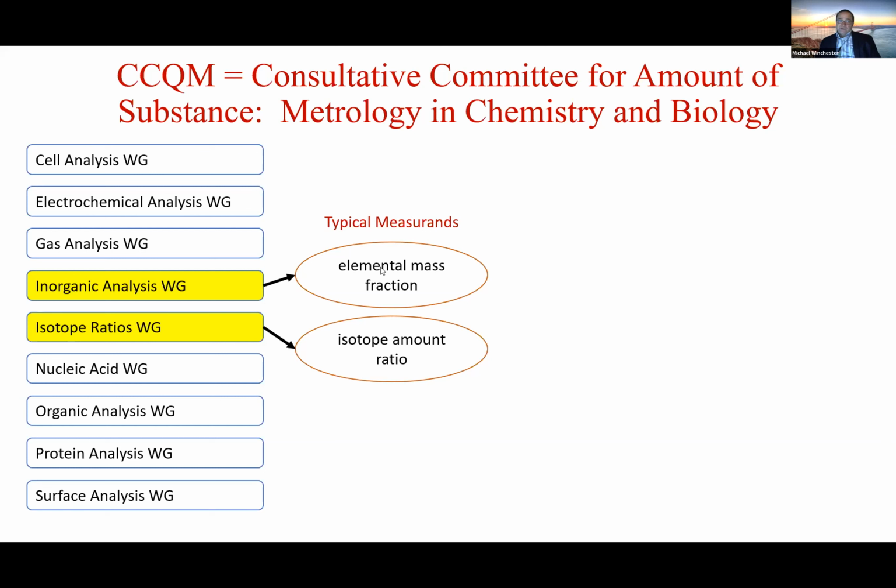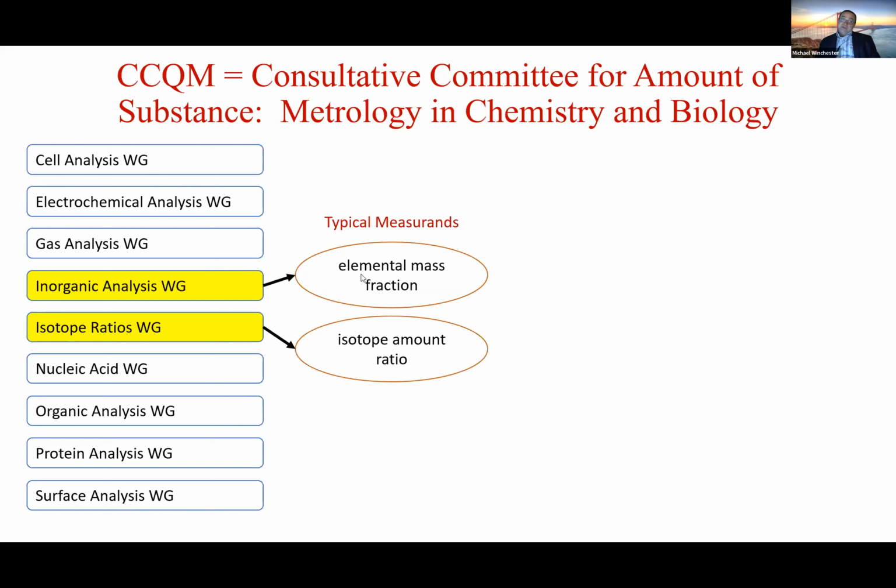the elemental mass fraction. So, you know, what we're talking about there is the mass of copper that is present per mass of steel, for example, or the mass of some other element per mass of a food item, that sort of thing. Sometimes we do get into somewhat varied measurands. We occasionally are more concerned about elemental amount fraction, but that's kind of rare.